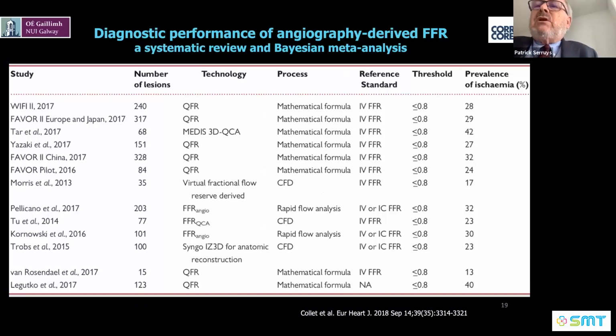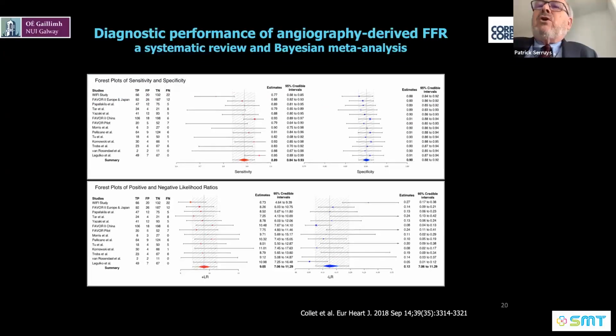And you have the detail of the technology. Some is MADIS, some is virtual fractional flow reserve of P-Medical, some are FFR angio. You see the number of patients, the principle of the analysis, and the reference standard, which was most of the time FFR with IV adenosine or IC adenosine, and you see the threshold used for the comparison. We can go very quickly on that.